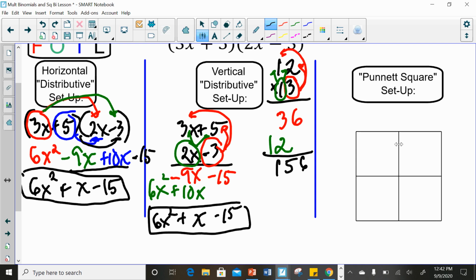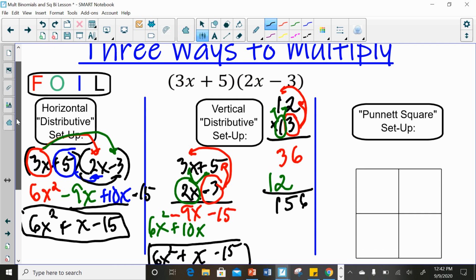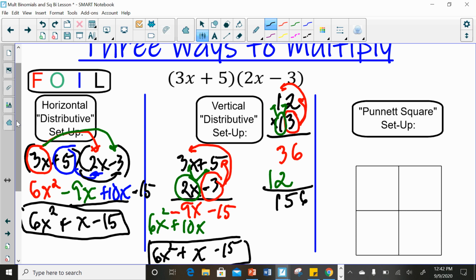Then this last one I actually kind of like as well. It's the Punnett square. And it's similar to what you may have had in science class. We're going to take this binomial and put one term here and one term here, and the next binomial and put one term here and one term here. The sign has to stay with the term. So the 3x plus 5, you're going to put 3x above one box, and then the positive 5 above the other box. For the 2x minus 3, you're going to put the 2x here next to this box, but then the minus 3 down there.